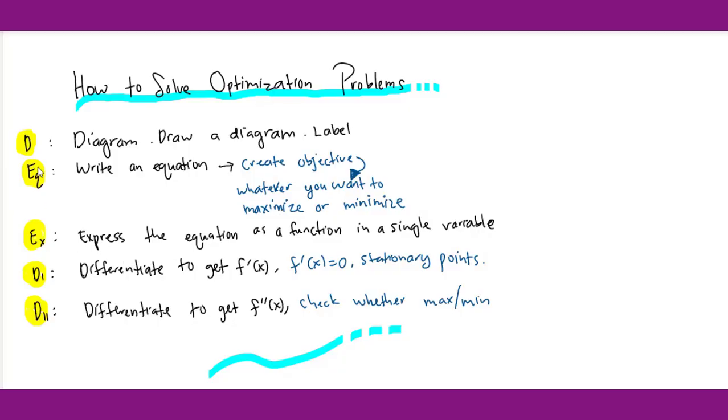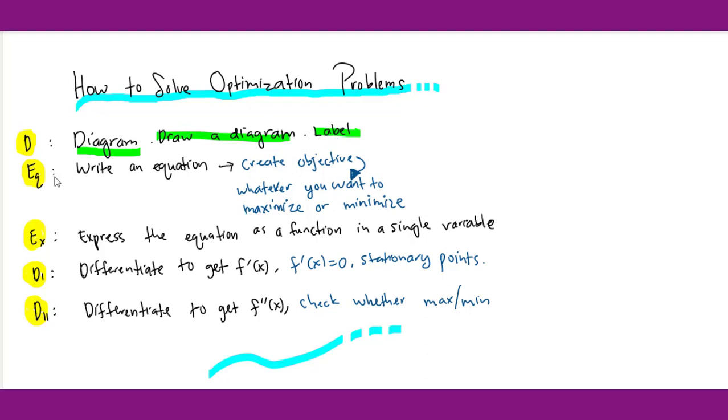We have 5 steps to solve optimization problems. The first step is D, diagram. Draw a diagram and label the dimensions of the diagram.